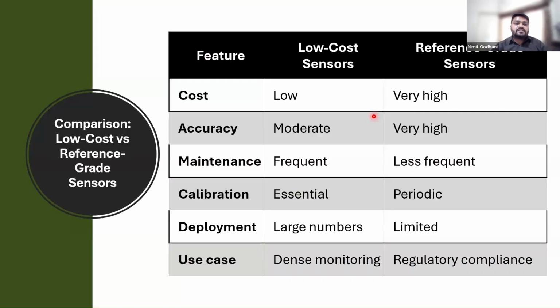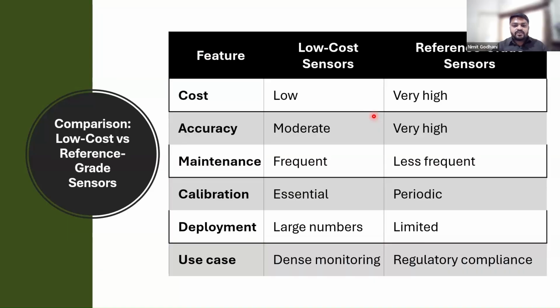So here we can compare the difference between the low cost sensor and reference grade monitors. For the low cost sensor, obviously the price will be low and the accuracy will be moderate. The accuracy mostly depends on where you are monitoring also. The reference grade monitor has very high accuracy, with error less than 5% or 3%. Maintenance is frequently required in the low cost sensors.